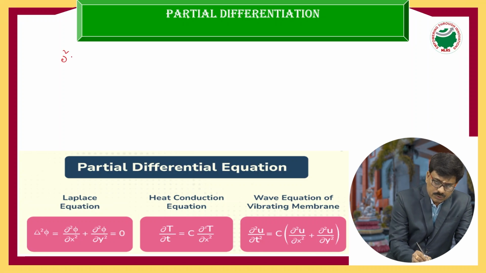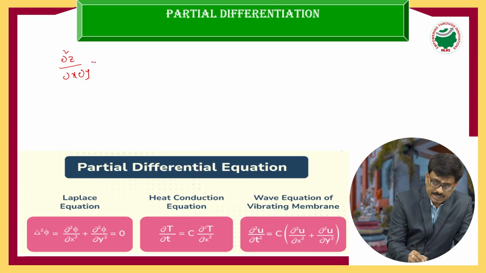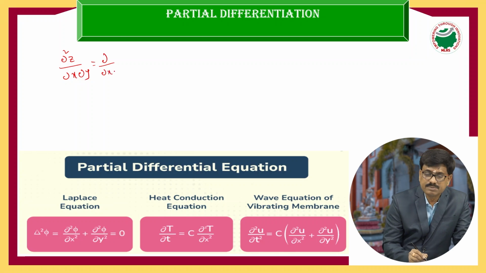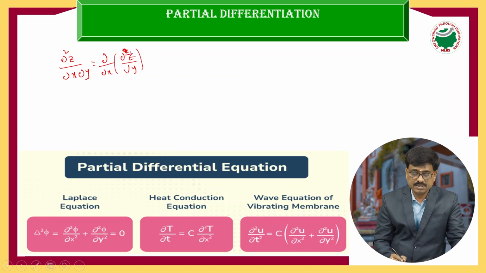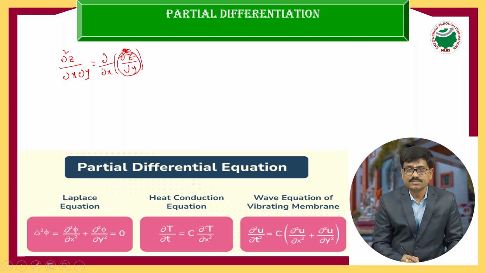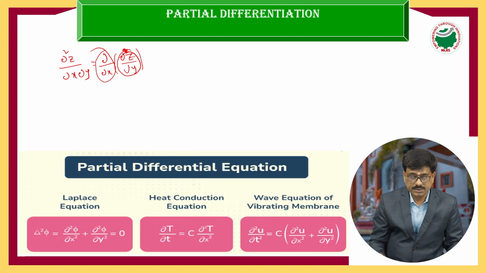This is dou square z by dou x dou y. There is one second order partial derivative. How do you write the notation? This is a very important notation; most of the time we get confused. How do you write this one? Dou by dou x of dou z by dou y. First we need to calculate with respect to y. Again, the partial derivative with respect to x. Then only this becomes dou square z by dou x dou y.